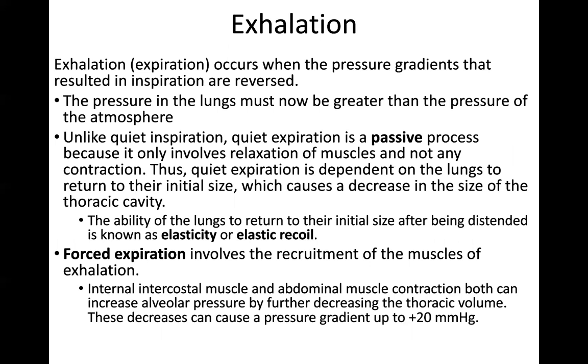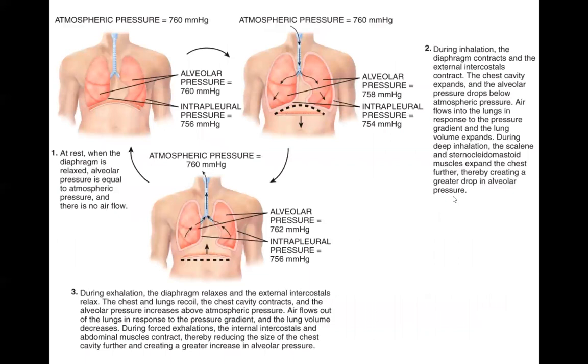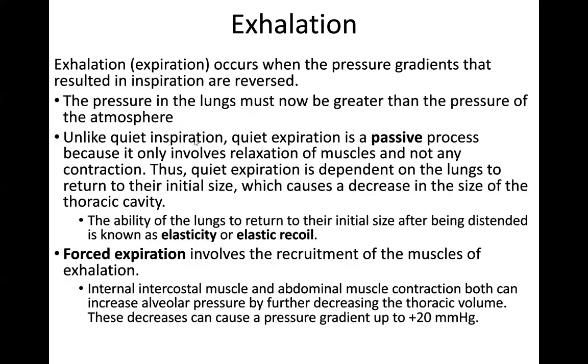And that's what exhalation is. So in the case of exhalation, it occurs when the pressure gradient resulting in inspiration is now reversed. So in other words, pressure now has to be higher in the lungs than it is in the atmosphere. 762 is higher than 760, so that forces the air out into the atmosphere.